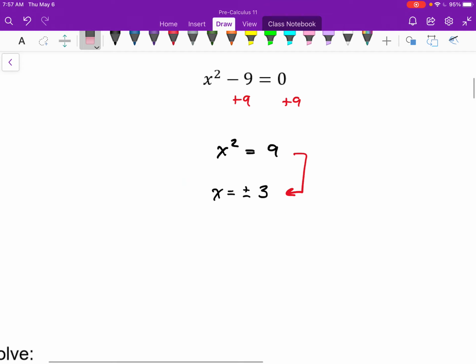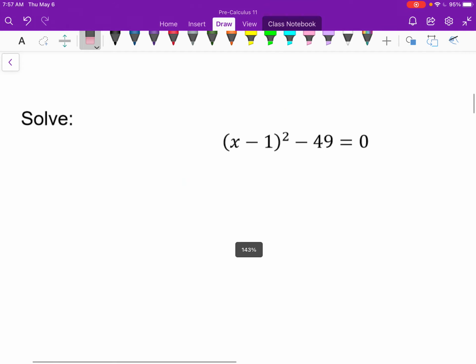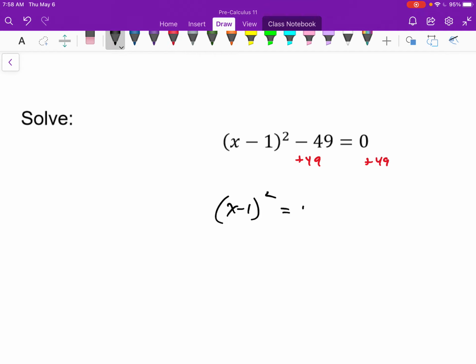With that said, what if I have something like this? Well, one option, which I'm not going to do, is to expand and simplify this, collect like terms, and then see if you can factor it. But again, what if you can't factor it? Even if you can factor it, I already have it in a form that I can solve quite nicely without having to expand, simplify, collect like terms and then factor. Like before, I'm going to just add the constant to both sides. And so I have x minus 1 all squared on one side and 49 on the other.